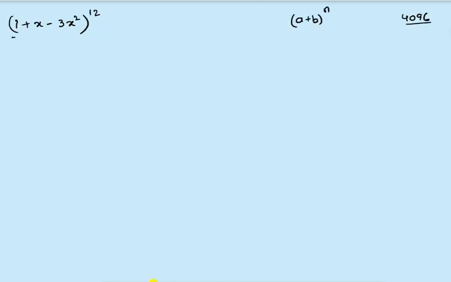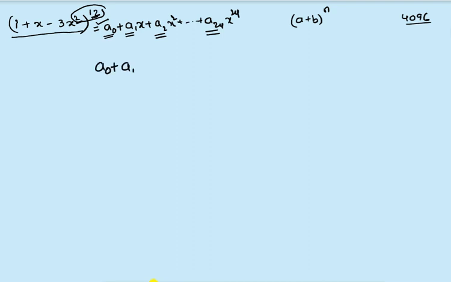So this is the next question. In the expansion of (1 + x - 3x^2) to the power of 12, he is asking the sum of the coefficients. Suppose this expansion is like this: a0 + a1 x + a2 x^2 and so on plus a24 x^24, because x^2 whole power 12, the maximum you will get is 24. So he is asking the sum of the coefficients, that means a0 + a1 + a2 and so on plus a24. How to get this one?